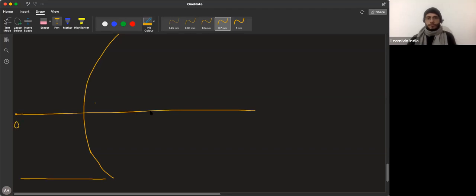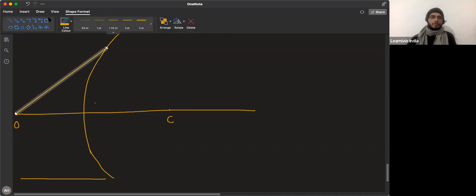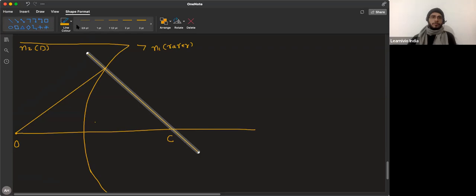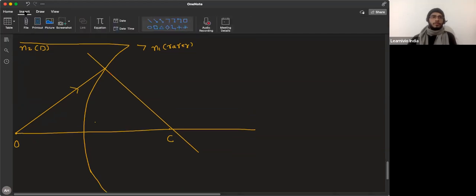So this is your object. This is the center of curvature. This is your incident ray. This is a normal. So this is the normal. Since the ray is traveling from denser medium to rarer medium, it will bend away from the normal. So this ray will go in like this. This ray will go like this. After refraction, it will go like this.